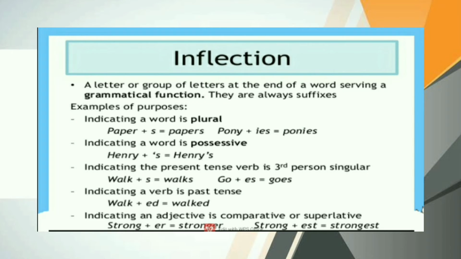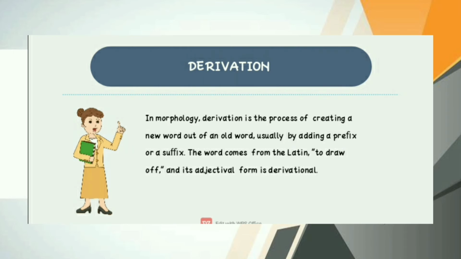Indicating the present tense verb is third person singular. Walk plus s equals walks. Go plus es equals goes. Indicating a verb is past tense. Walk plus ed equals walked. Indicating an adjective is comparative or superlative: strong plus er equals stronger. Strong plus est equals strongest.